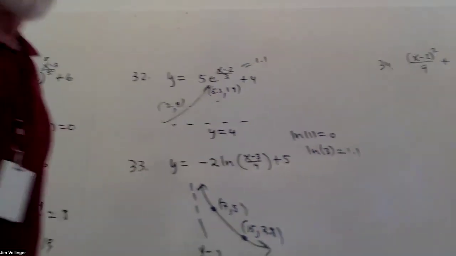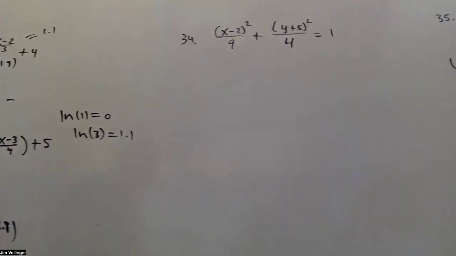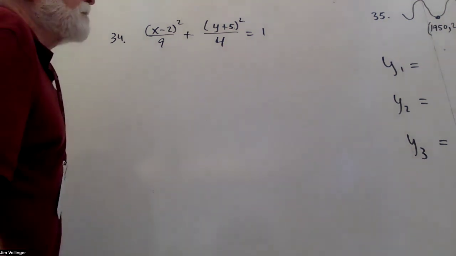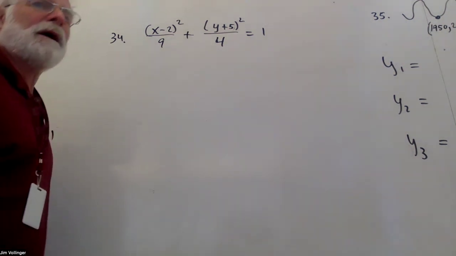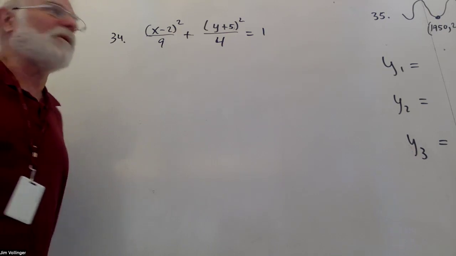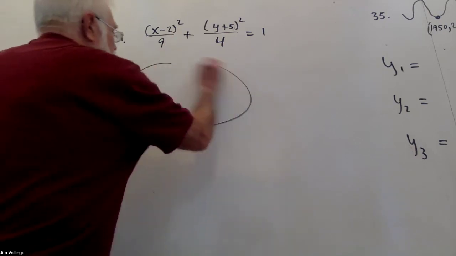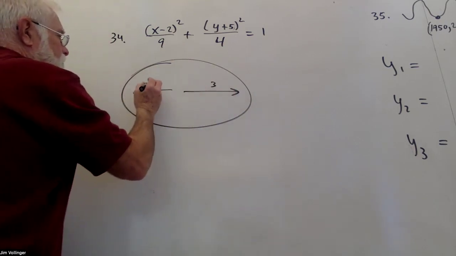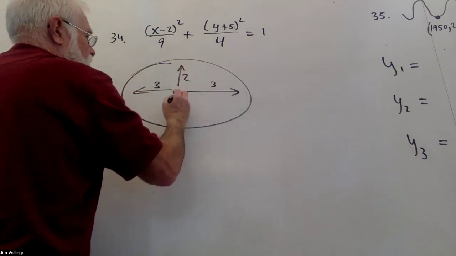Almost done. Again, practice these daily. Each problem, it's just a minute or 2 each day. Then before you know it, 4 or 5 days have gone by, and you don't have to think about doing these anymore. You can look at that and say, oh, that's an ellipse. 3 to the right, 3 to the left, 2 up and 2 down.